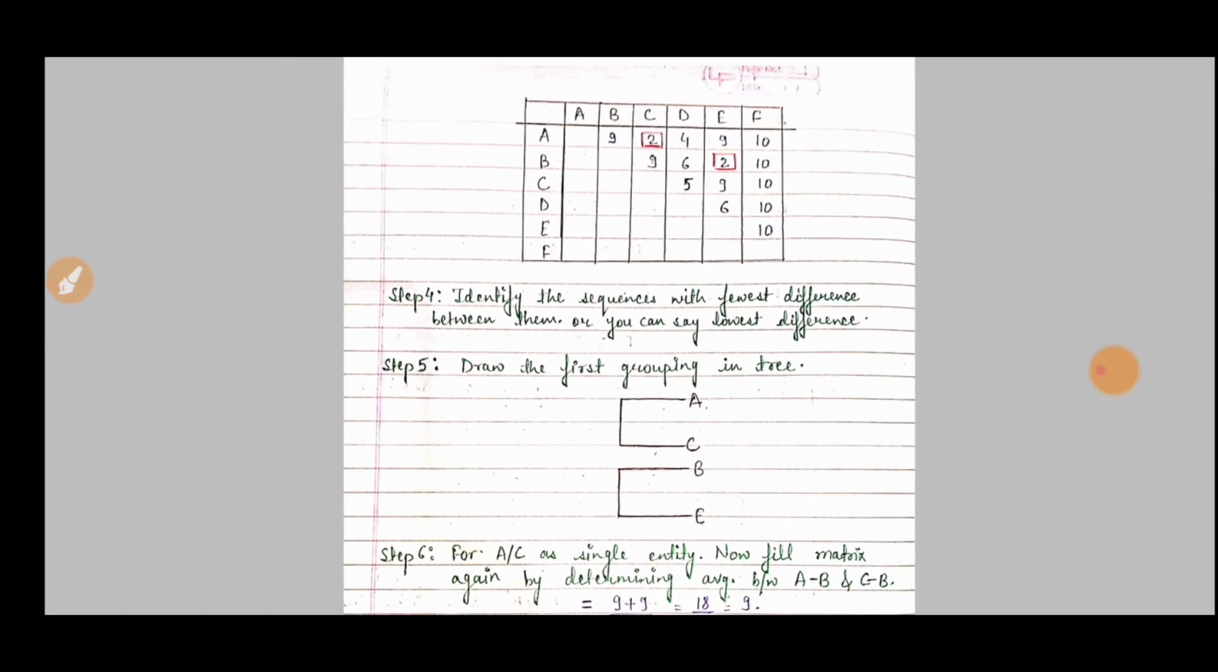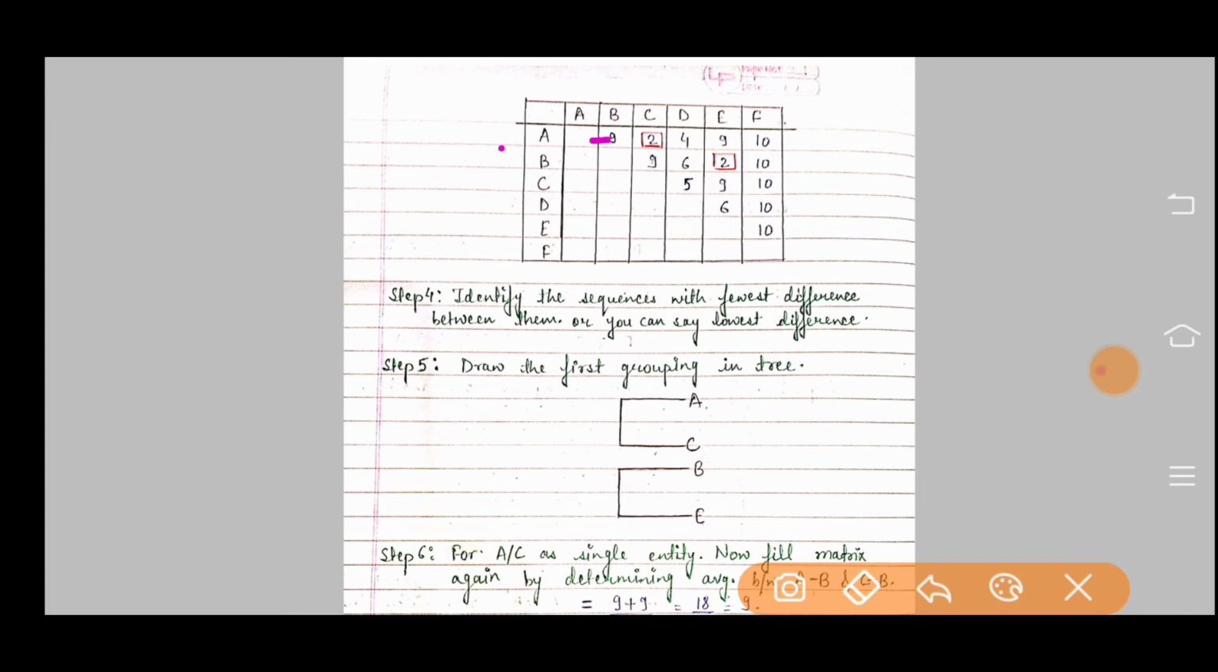This table is filled only by mismatches, not by matches. You have to fill it with mismatches. So when you compare A to B, we get 9 mismatches, and when you compare A to C, we get 2 mismatches, with A to D we get 4 mismatches, with A to E we get 9 mismatches, and with A to F we get 10 mismatches.